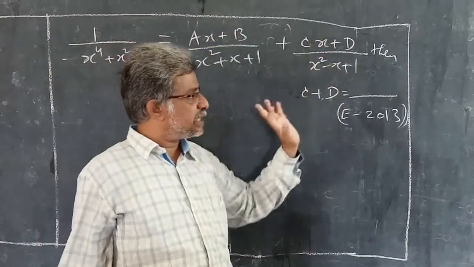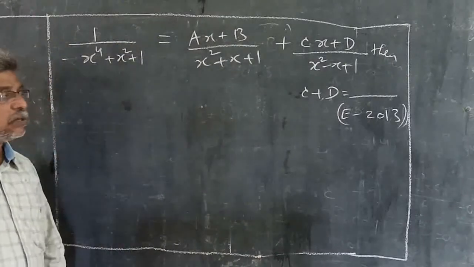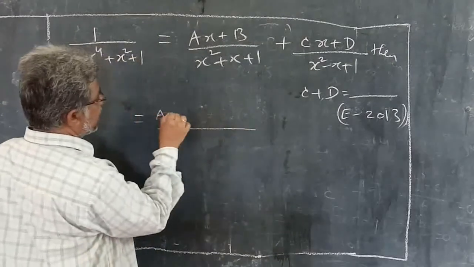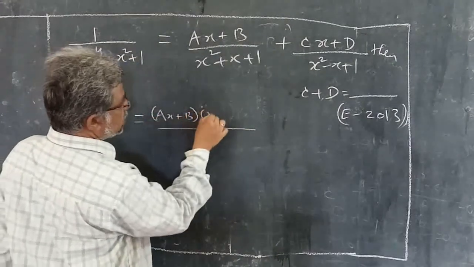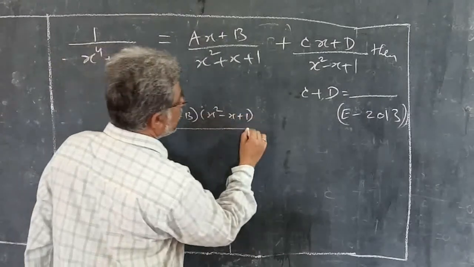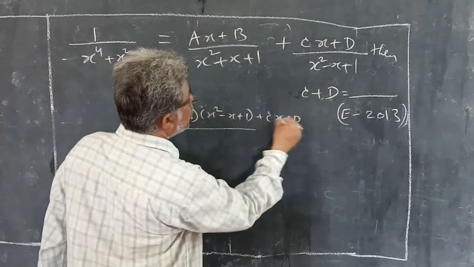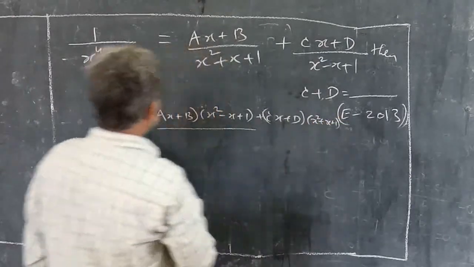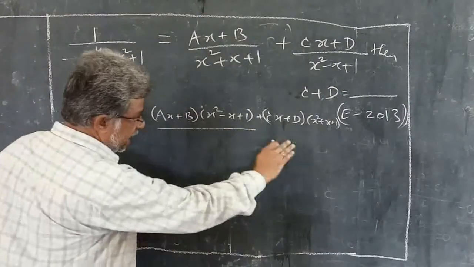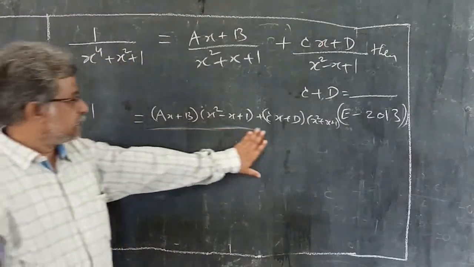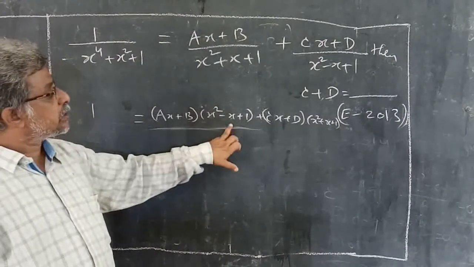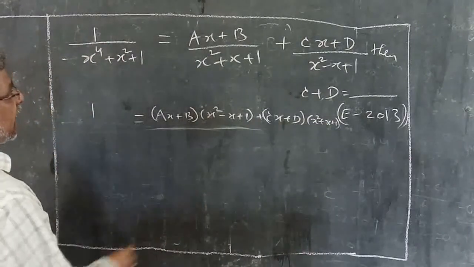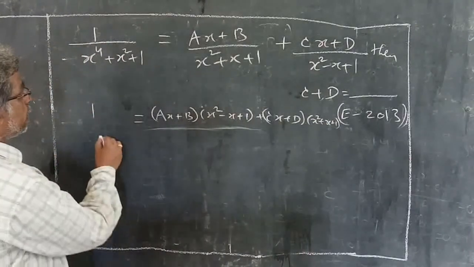Now it's asking c plus d value. For this, the same procedure will follow. Take the LCM and I will get ax plus b into x square minus x plus 1 plus cx plus d into x square plus x plus 1, equal to 1 by so and so. I am cancelling the denominator, so I am writing the direct equation: 1 is equal to ax plus b into x square minus x plus 1, plus cx plus d into x square plus x plus 1.